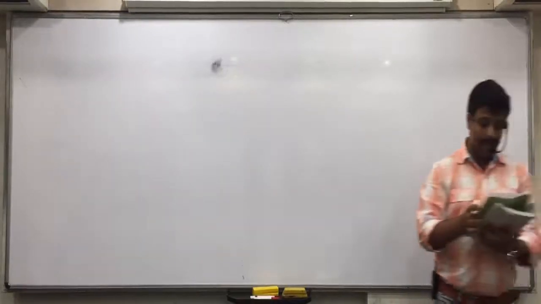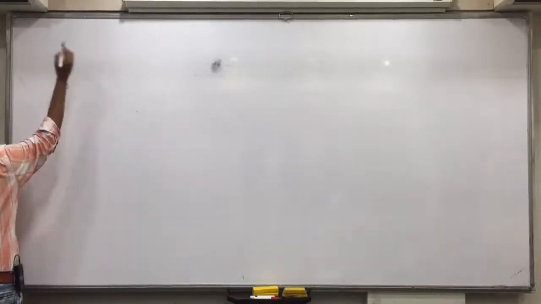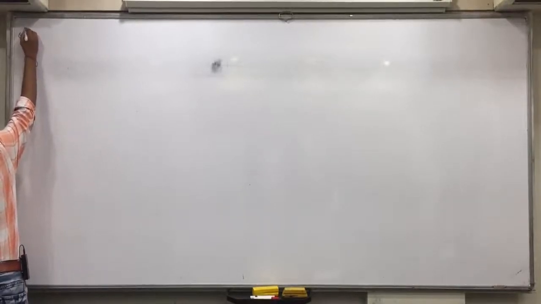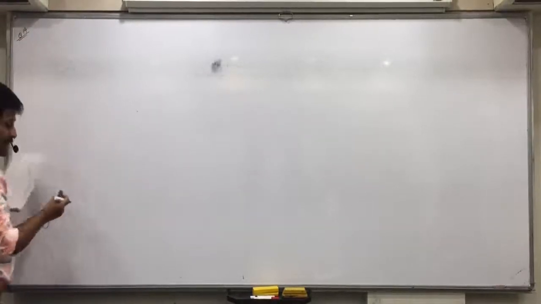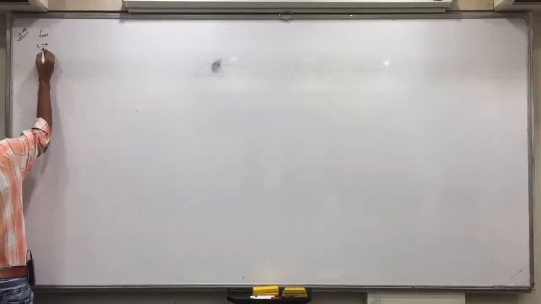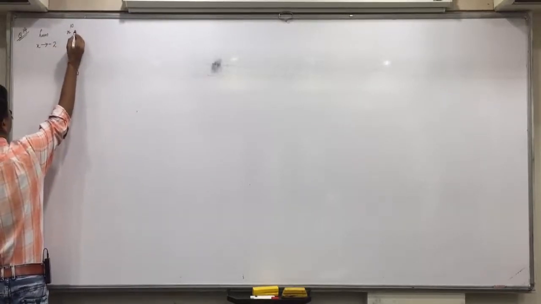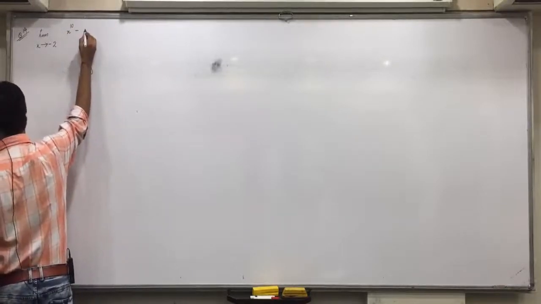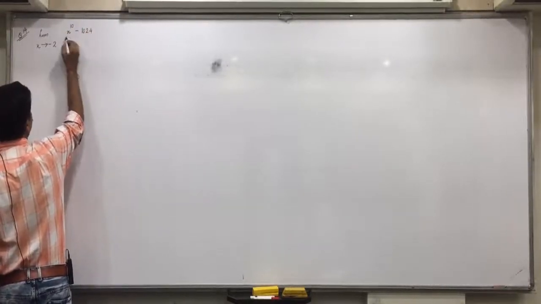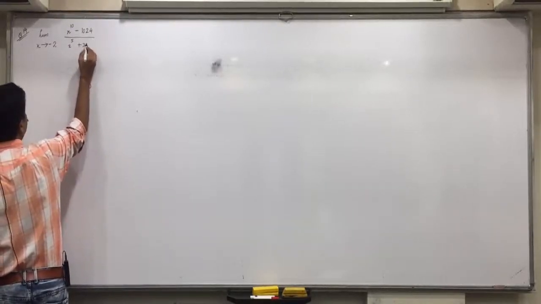So look at question number 14. Be attentive. Now 14 again I am explaining you, and 15 I will ask you. So understand it properly. Limit x tends to minus 2, x raised to 10 minus 1024 upon x raised to 5 plus 32.